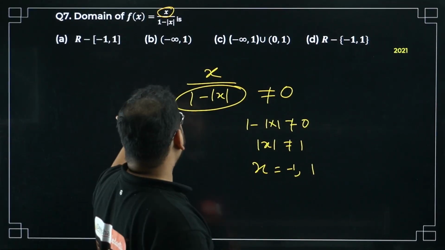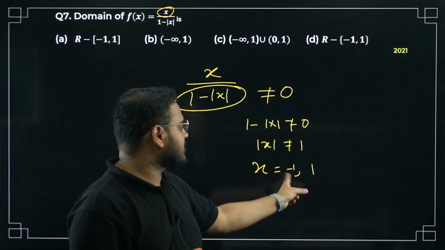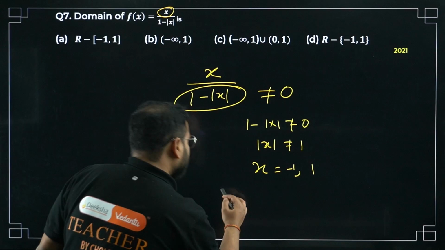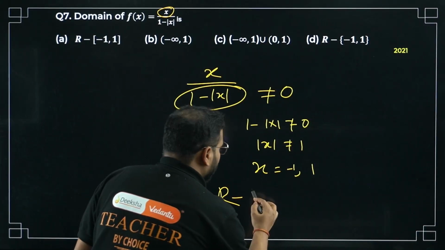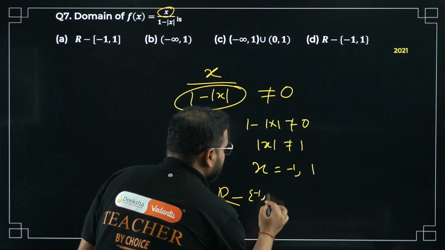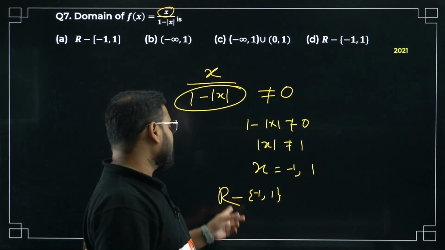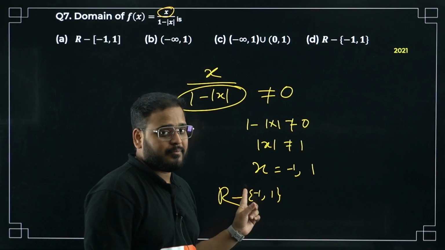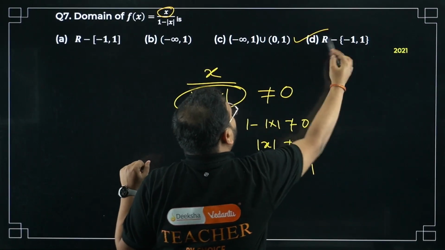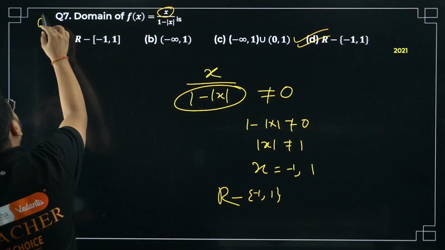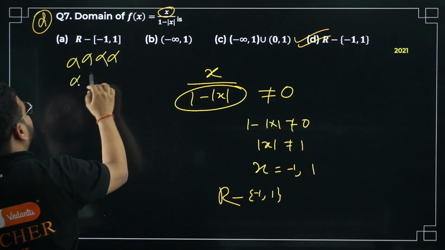All real numbers are okay for the domain, but these two are not possible, so remove them. So what is the answer? All real numbers except, curly bracket, minus 1 and 1. Sorry, not minus 1 to 1, minus 1 and 1. The answer is R minus curly bracket minus 1 and 1. It is option D. If you have taken option A, it is a wrong answer, incorrect 100 times.